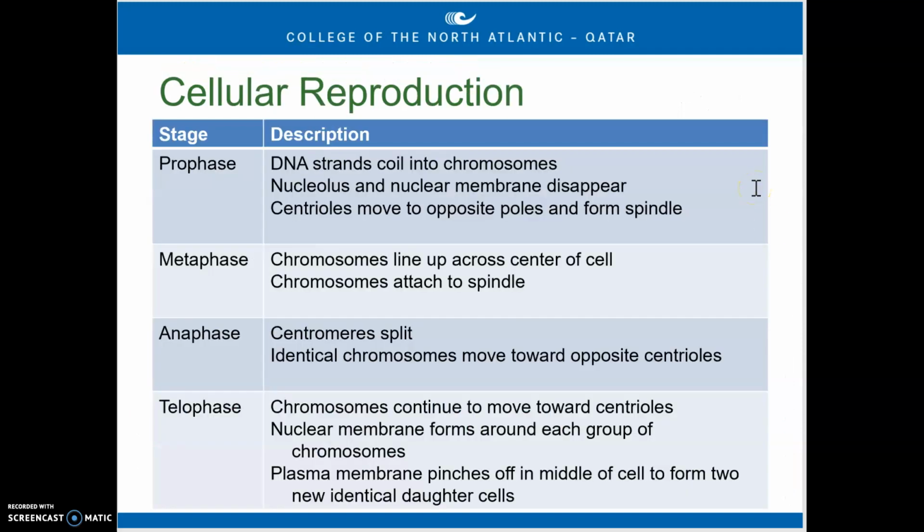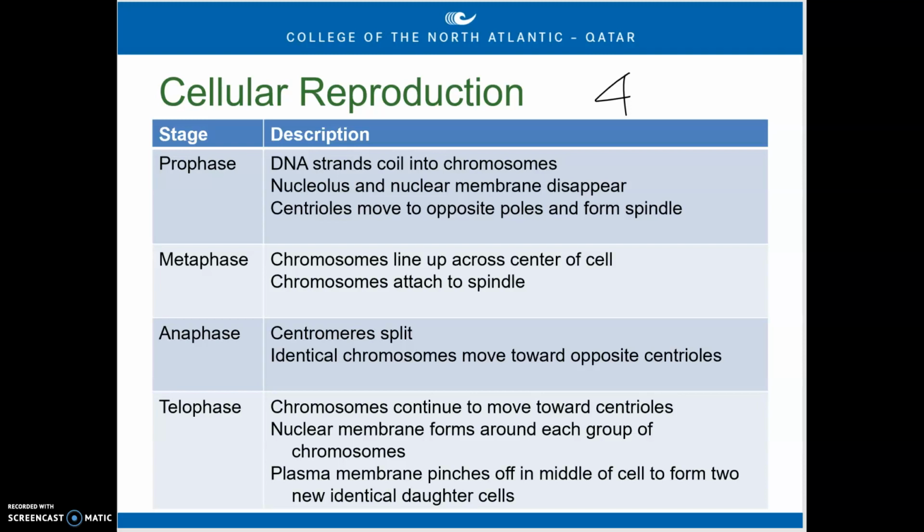Now, there are 4 stages to mitosis. We have prophase, metaphase, anaphase, and telophase. During prophase, we get the coiling of the chromatin, and chromatin starts to turn into chromosomes, or the DNA starts to turn into chromosomes. Also, we're going to have a disappearance of the nuclear membrane and the nucleolus.